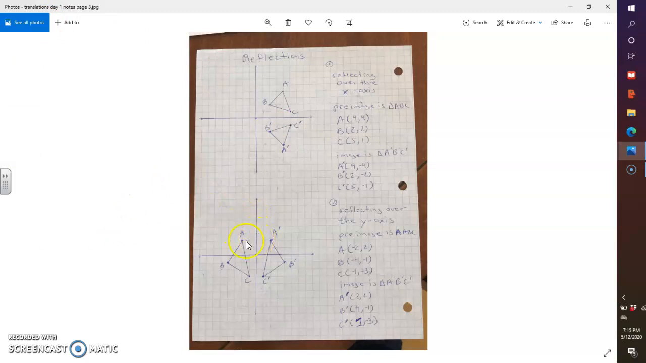The y-axis, we're doing the same thing, but we're going over the y-axis. 1, 2, 1, 2. 1, 2, 3, 4. 1 and 1. And that's our new reflection. So we go from (-2, 2) to (2, 2), from (-4, -1) to (4, -1), and from (-1, -3) to (1, -3). You can probably figure out the pattern in there and use that. But it's probably always easiest to count over the line.